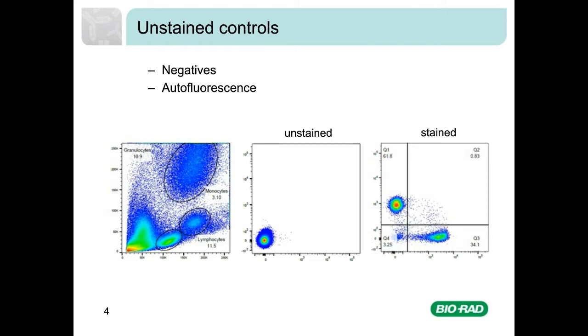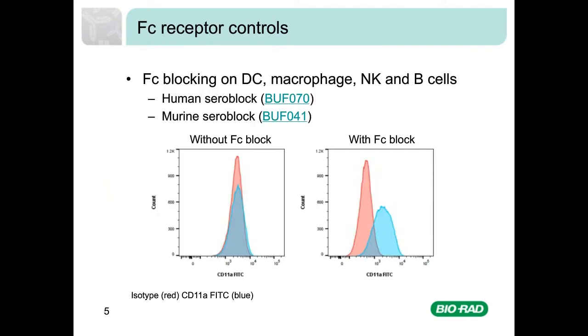This will also give you an idea of where to set your negative gates, although this may change depending on your experiment, which we will discuss later. The next control to talk about is the Fc block. Some cells, such as NK cells, B cells, dendritic cells, and macrophages, have Fc receptors on their cell surface. Fc receptors allow antibodies to bind via the constant region of the antibody, leading to increased background staining. Pre-incubation with an Fc blocking antibody for 10 to 15 minutes will prevent binding of other antibodies via the Fc portion. You can then continue with your antibody, making sure you do not wash off the Fc block, thus ensuring you get specific antigen staining.